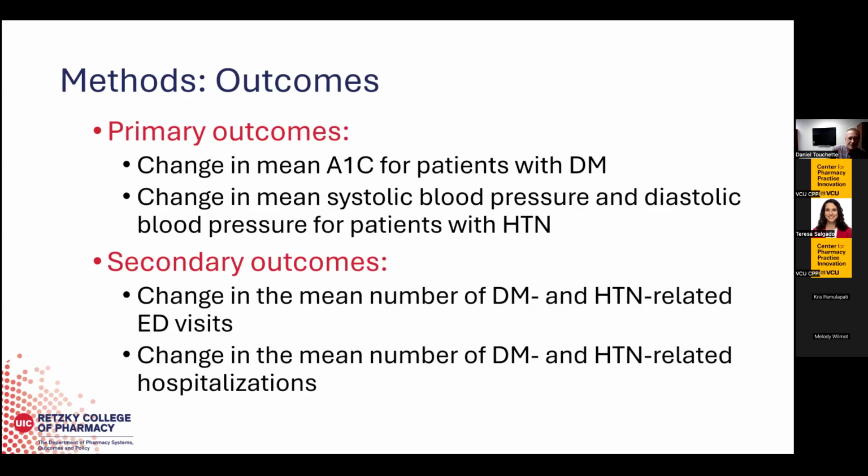The outcomes of this study, we evaluated a change in mean A1C for patients with diabetes, and change in mean systolic blood pressure and diastolic blood pressure for those with hypertension. For those with both, we evaluated both outcomes. The secondary outcomes included change in the mean number of diabetes and hypertension-related emergency visits and hospitalizations.